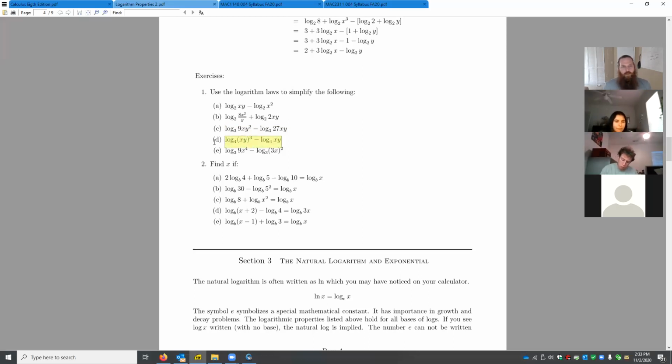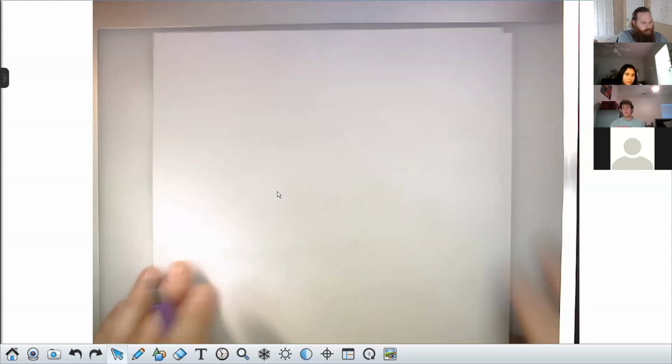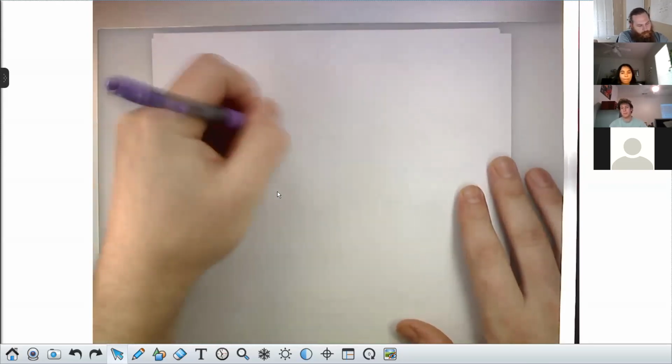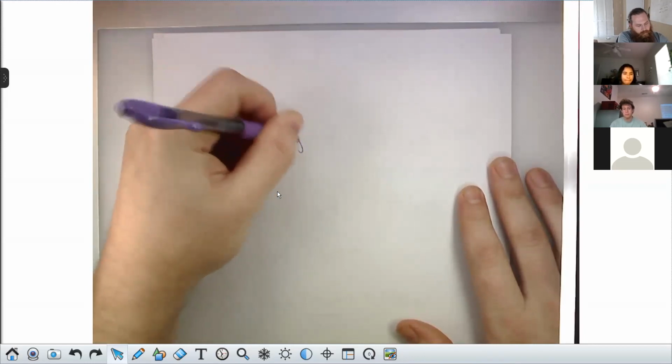So we want to clean up, simplify as much as possible the base 4 log of xy cubed minus the base 4 log of xy. And there's some ambiguity in the notation here that I don't like, so I just want to take a second to make clear. When we say the base 4 log of xy cubed, we mean it like this.